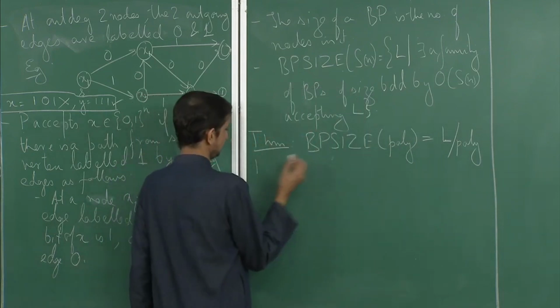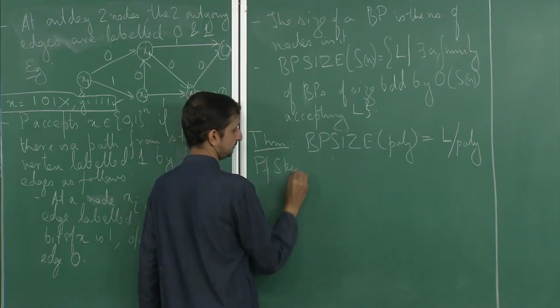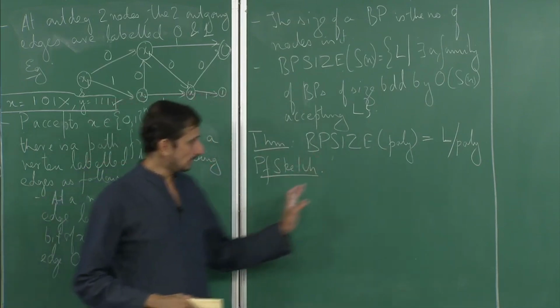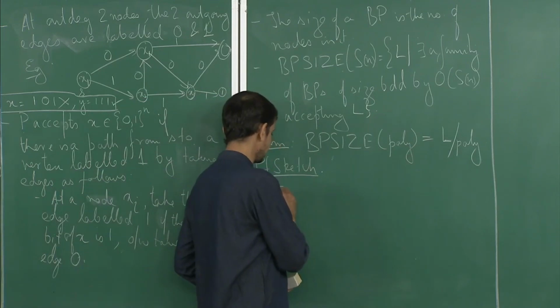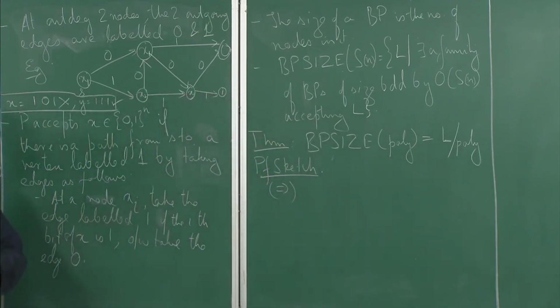Okay. So I'm not going to give the proof of this. I mean, the proof is sort of standard. I'll just maybe give a sketch or just hint towards the proof. So let's look at the forward direction. How does the forward direction happen? So given a branching program, how do you build an L slash poly machine?